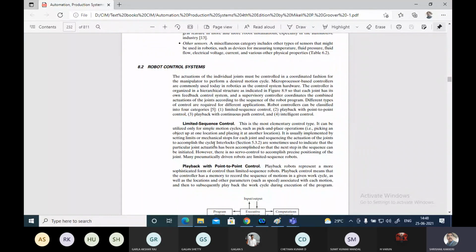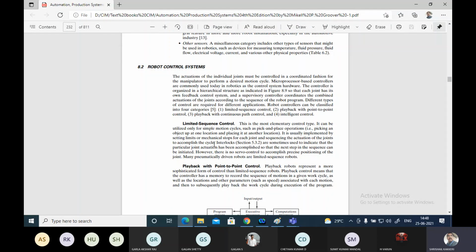Robot control systems. Robot controllers are different. There are two types of robot control systems: limited sequence control and playback with point-to-point control. Limited sequence control systems and playback with point-to-point control. Limited sequence controls are those.